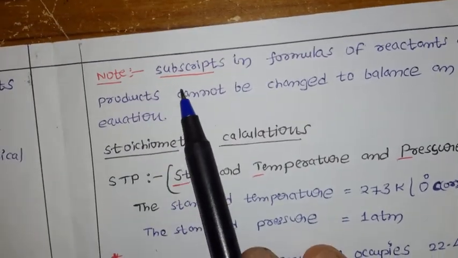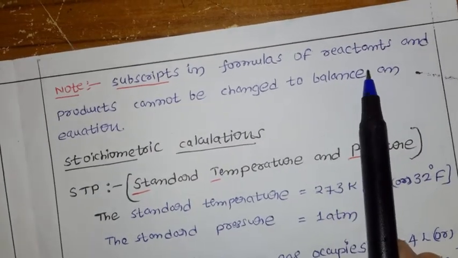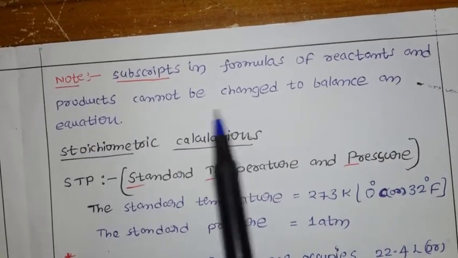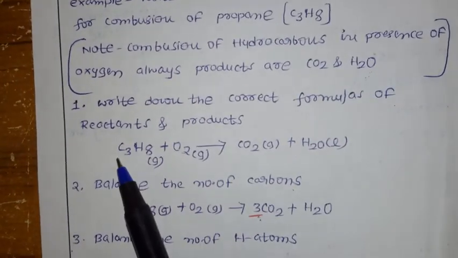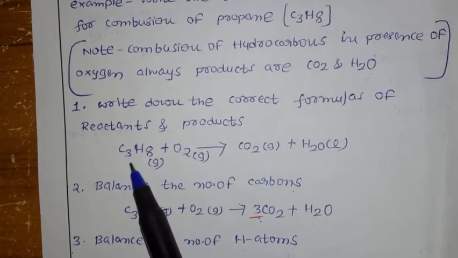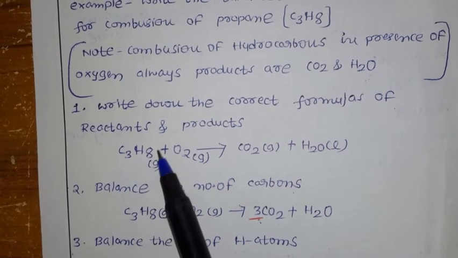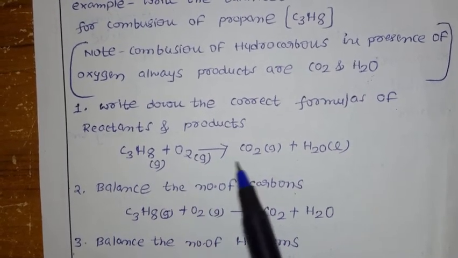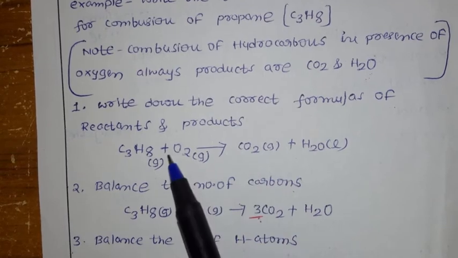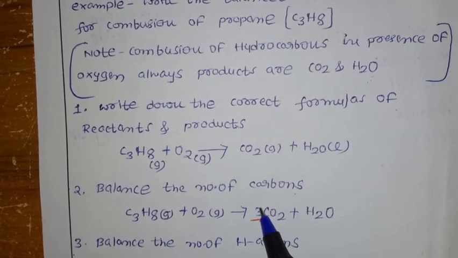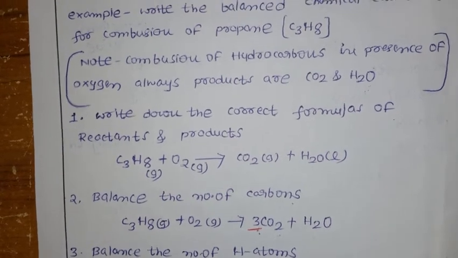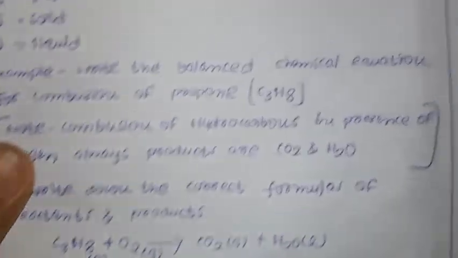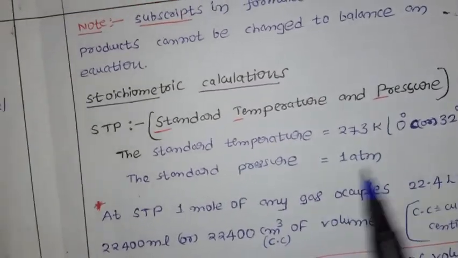One important note here: subscripts in the formulas of reactants and products cannot be changed to balance an equation. What is the meaning of that? While balancing the equation, you are just going to change the coefficients, but you are not changing the what? Subscripts. You are not changing the C3H8, which means you are not going to change these subscripts. Okay, you just have to change the coefficients, but not the subscripts of the elements. This is very important. This is about the balanced chemical equation.